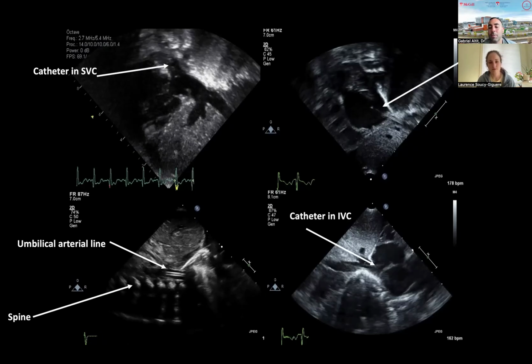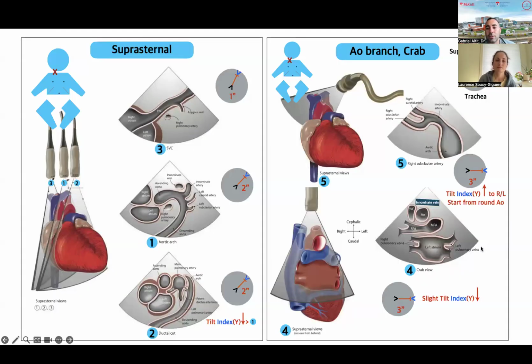We also will look in the parasternal views. We'll look in the suprasternal view, especially if you're looking at an SVC catheter or an upper limb catheter. Suprasternal, we have like 10 minutes, we'll see. The suprasternal is a great view to look at, for example, your ductal cut, to look at your pulmonary veins, to look at your arch, to look at the branching of your pulmonary arteries.